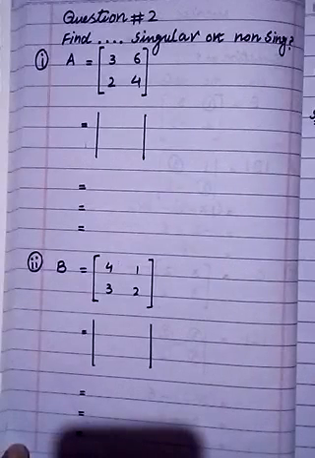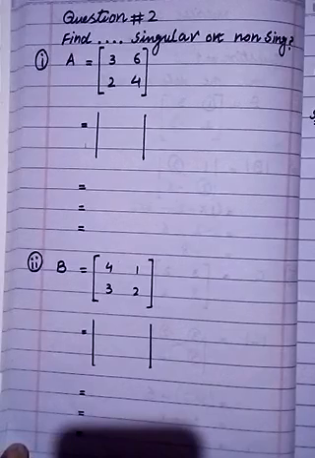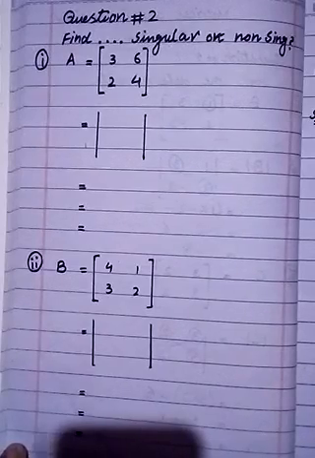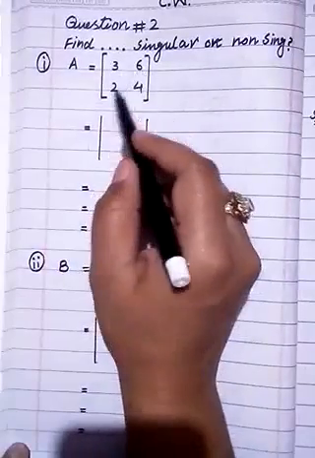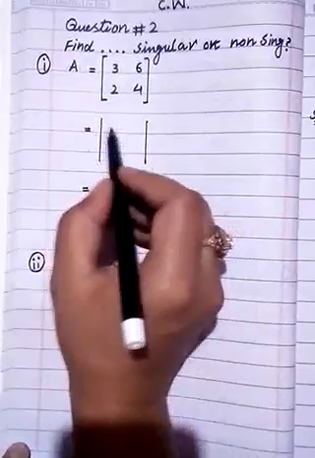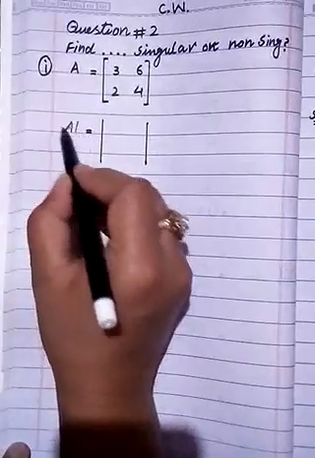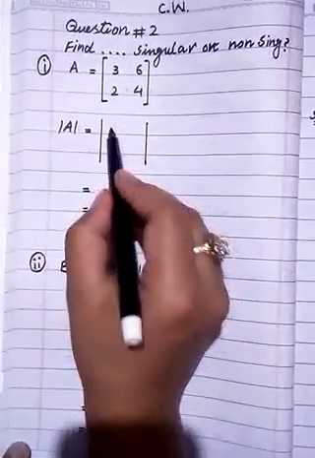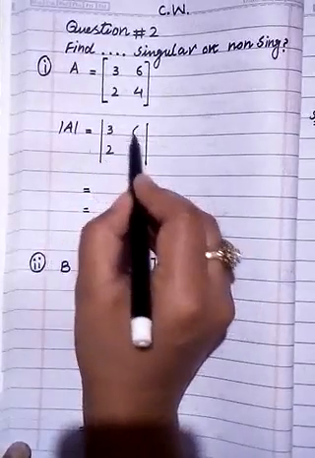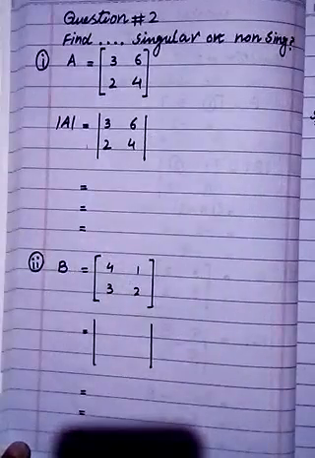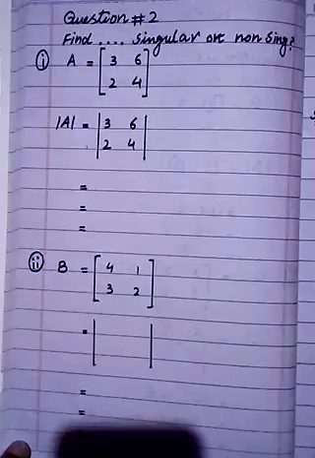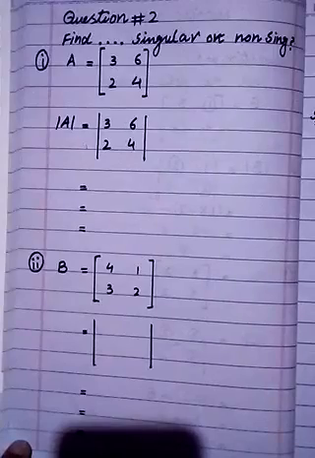Now, we will do question number 2. Find which of the following matrices are singular or non-singular. First of all, we will start with the first part: 3, 6, 2, 4. This is a matrix. First of all, you have to write it in mod form: 3, 2, 6, 4. Now, the rule is the same. You are going to find the determinant. The determinant tells us whether the matrix is singular or non-singular.